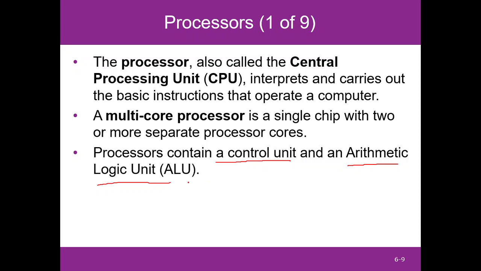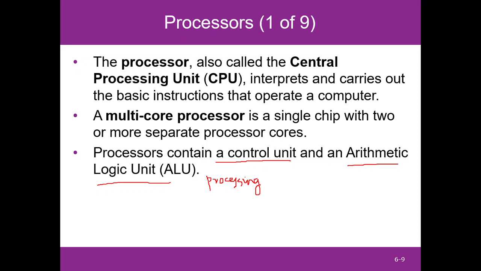The arithmetic and logic unit does all the processing. All the arithmetic and logic operations are carried out by the ALU. The control unit does all the controlling. By controlling, we mean that if you have to execute an instruction, that is the job of the processor. First of all, that instruction needs to be fetched from memory.